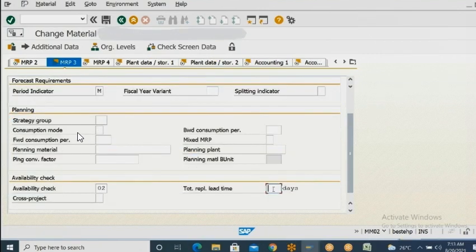In the next screen we have strategy group in MRP3. This field controls whether the material is make to stock or make to order. If the material is make to stock, then we have to maintain strategy group as blank or 10. And if the material is make to order, then maintain strategy group as 20.